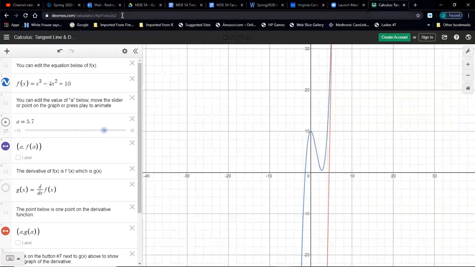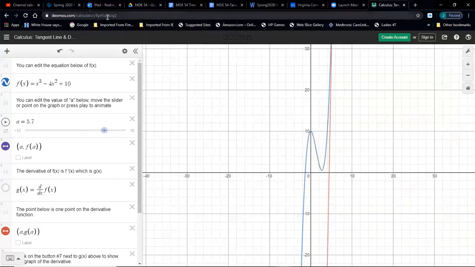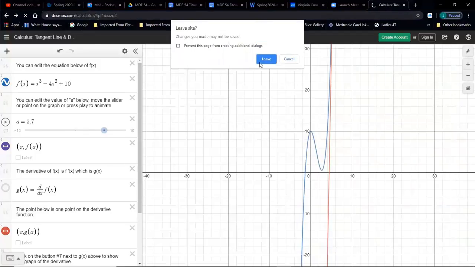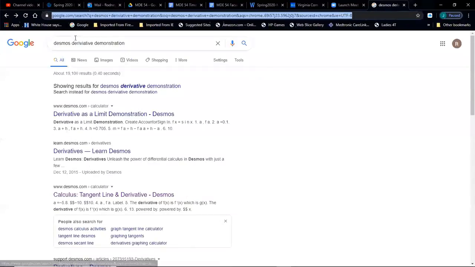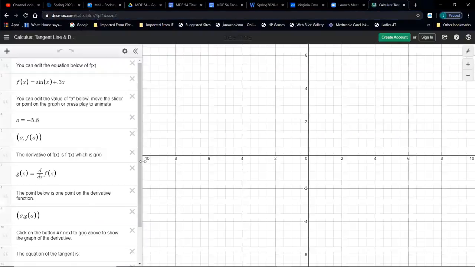So this right here is a great website. As you can see, all I did was I just Googled Desmos derivative something, and it took us to this website. What did I Google? Desmos derivative demonstration, and then it was the tangent line and derivatives. So if I had Googled tangent line and derivative, that would have probably been the first option. So play around with that.